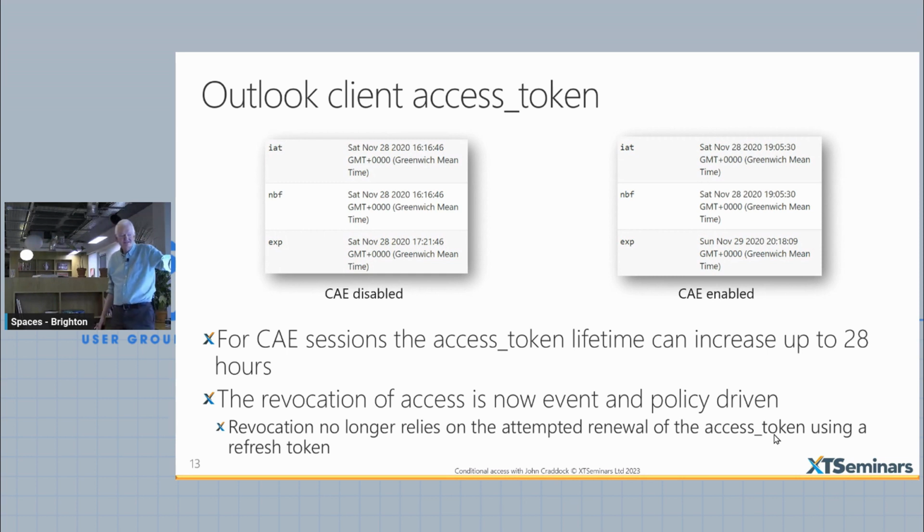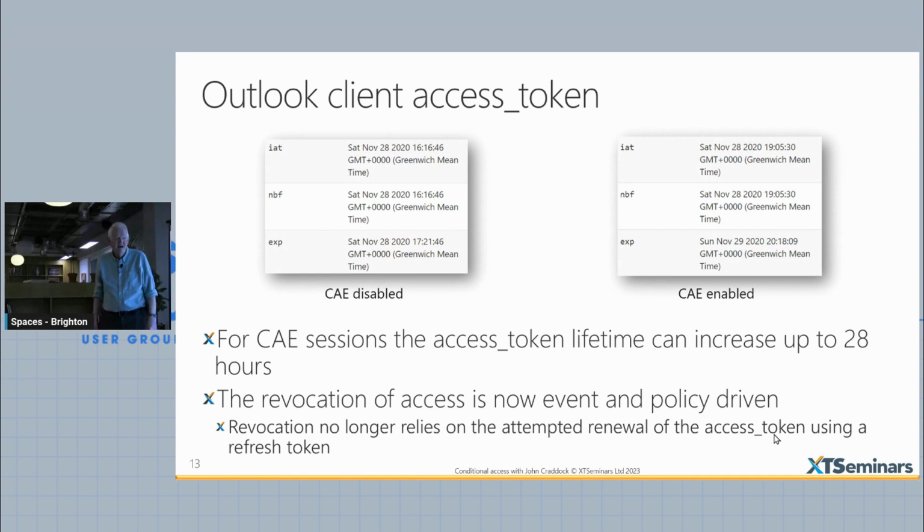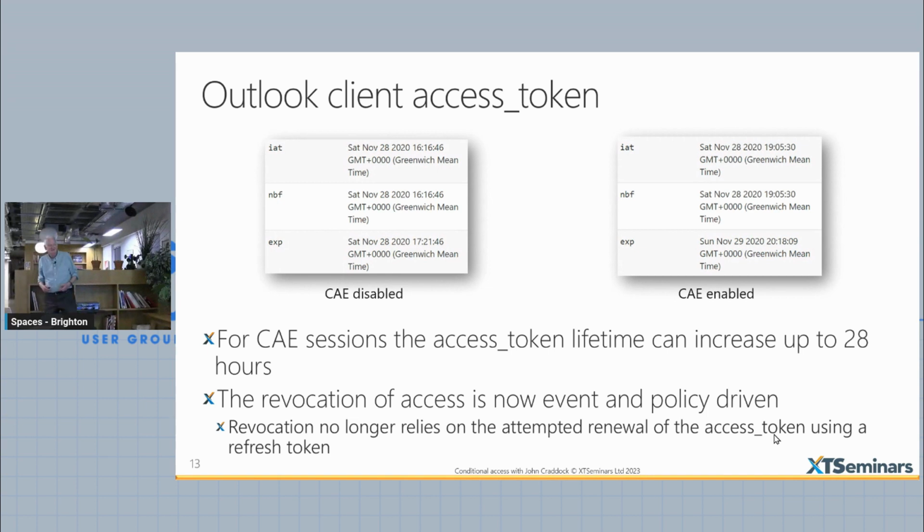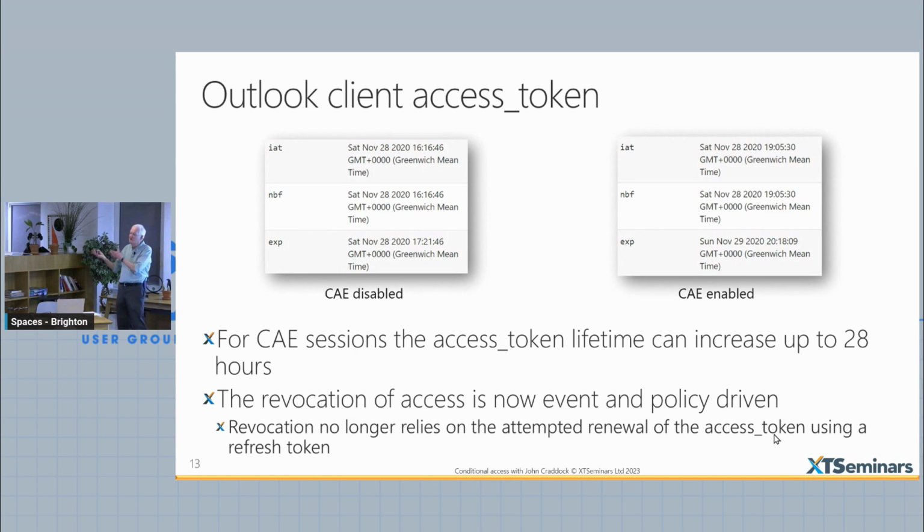Right, and then this is CAE enabled. And it goes from 1905 to 2018. You go, well, that's not much longer. But look, it's the 28th to the 29th. All right, so with CAE, the access token can remain valid for up to 28 hours. Okay, so the revocation of the access token actually now becomes event and policy driven. Right, which is really important and no longer relies on an attempt to renew a token, because that's the only time, using a refresh token, you would have been reevaluated.